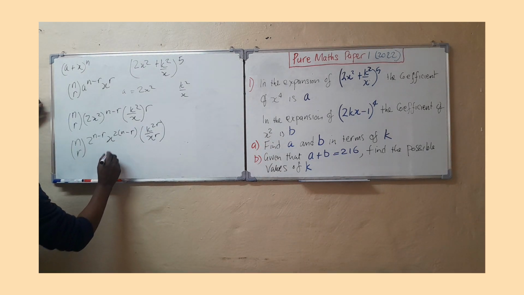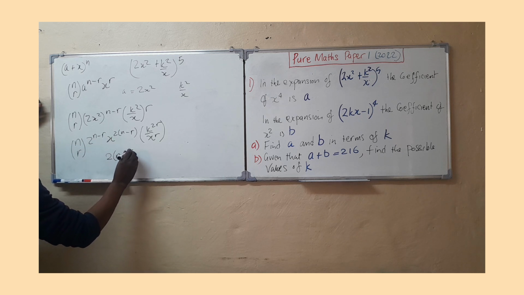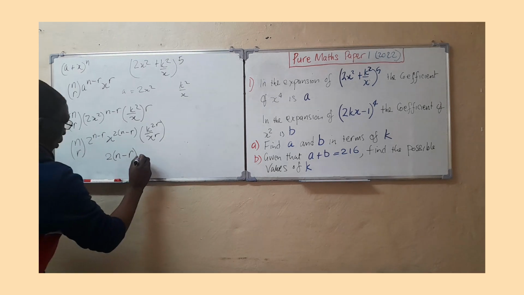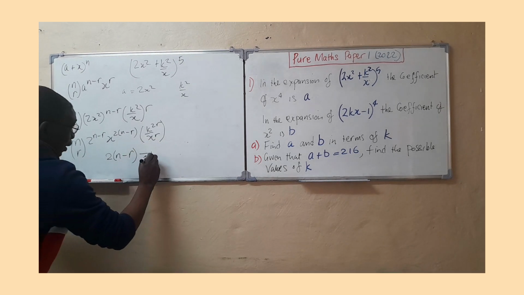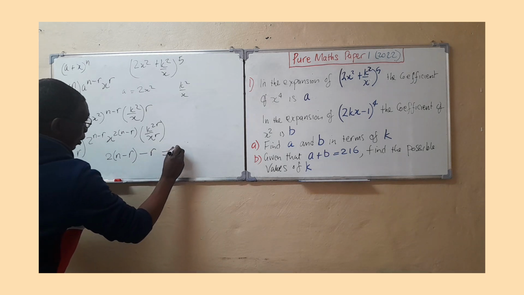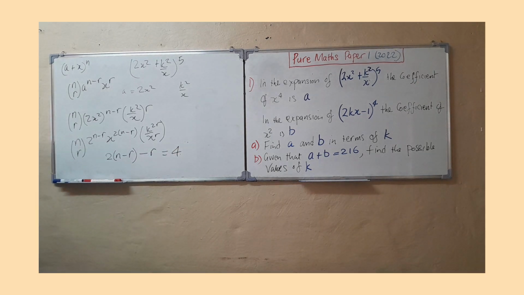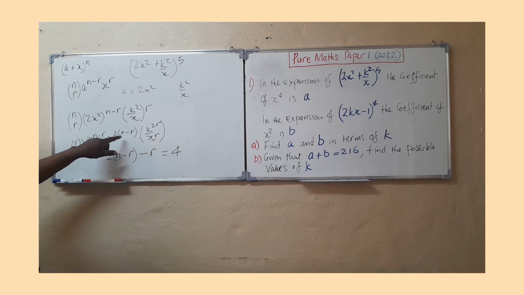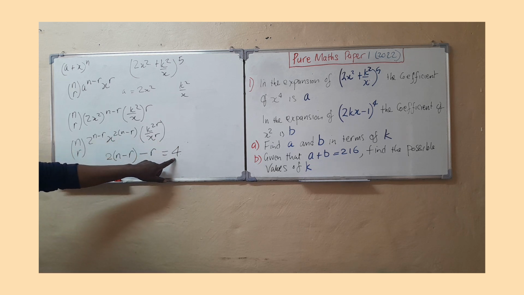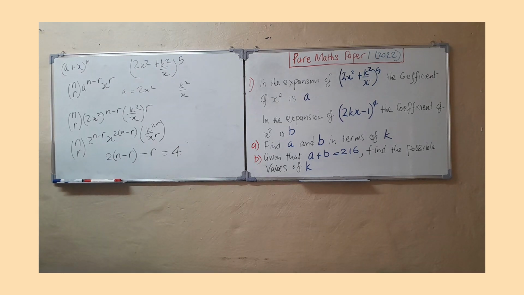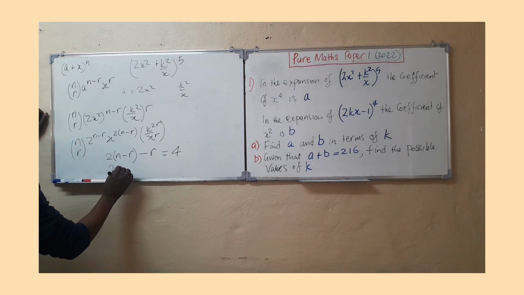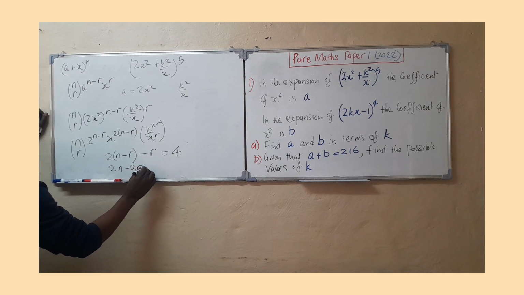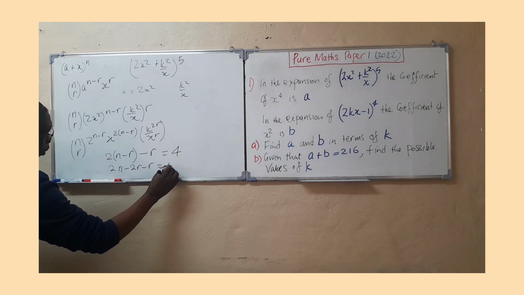So we know that the top powers of x there will be 2(n − r) minus the power down here, r, should equal to what? To 4. So we want our r to be such that when we subtract what is down here from what is on top here, we end up with a 4. Of course, we can simplify this. This is 2n − 2r − r is equal to 4.